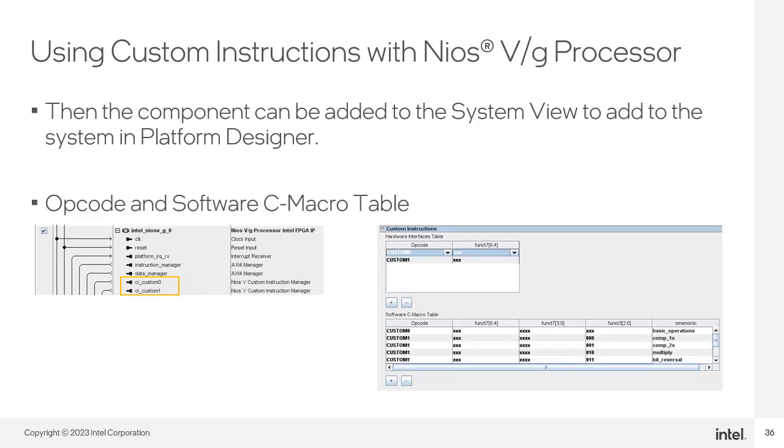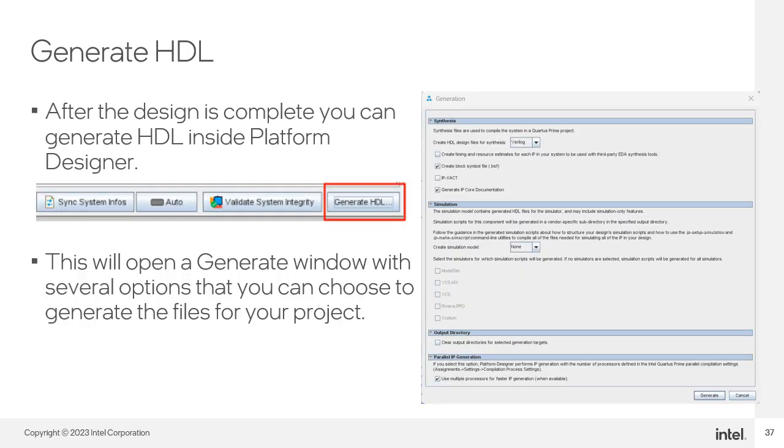The elements configured in the parameters for Nios V now appear in the system view as Nios V Custom Instruction Manager. These need to be connected in the design. After pressing the Generate HDL button when your design is ready, a generation window will appear where you can choose several options to generate your HDL files.